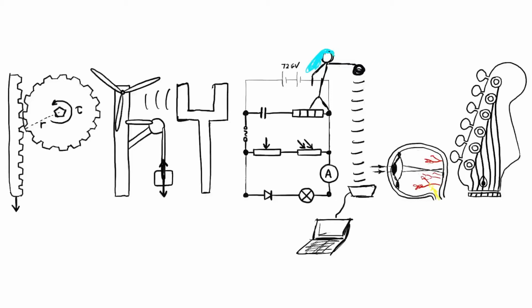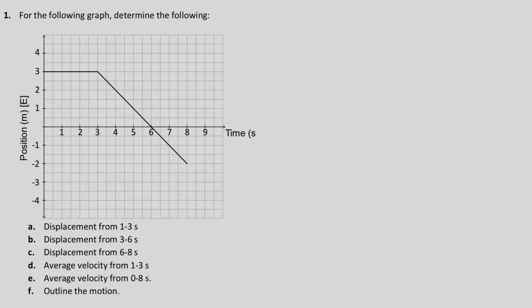Welcome to this video lesson, which has some practice questions on what information we can extract from a position-time and a velocity-time graph. For the first question, it's asking us to use the following graph to determine the following. Just for extra information, let's say everything is good to two significant figures. First, we want to find the displacement from 1 to 3 seconds.